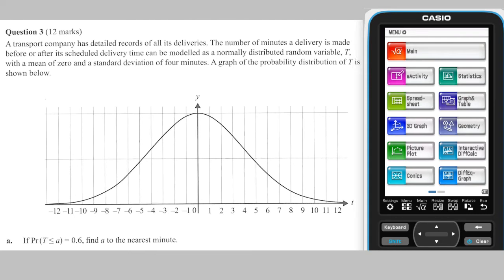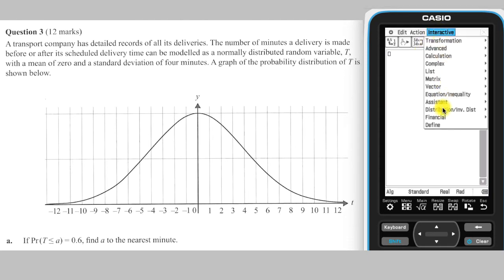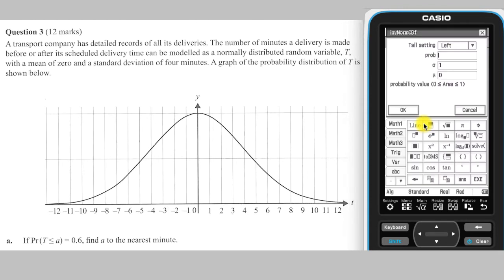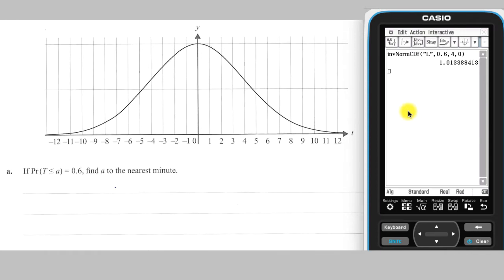Part A. We are asked to find a value of A such that the probability of t less than or equal to A is equal to 0.6. We can find this A value using the ClassPad's inverse normal CDF command. To the nearest minute, the answer is A equals 1.